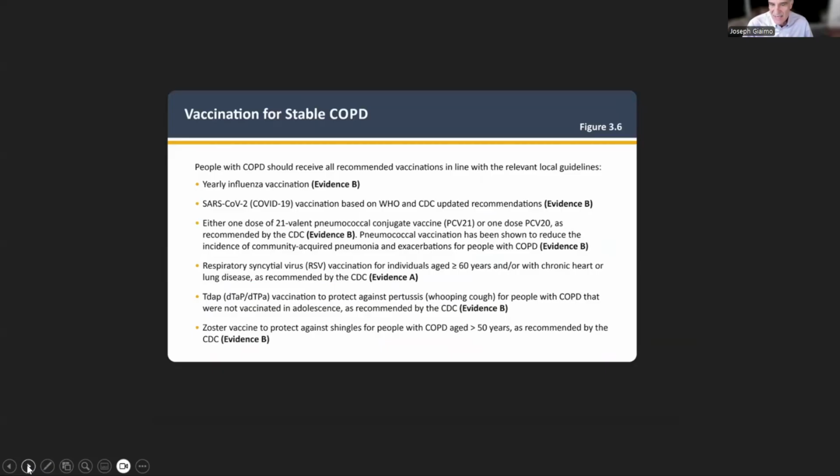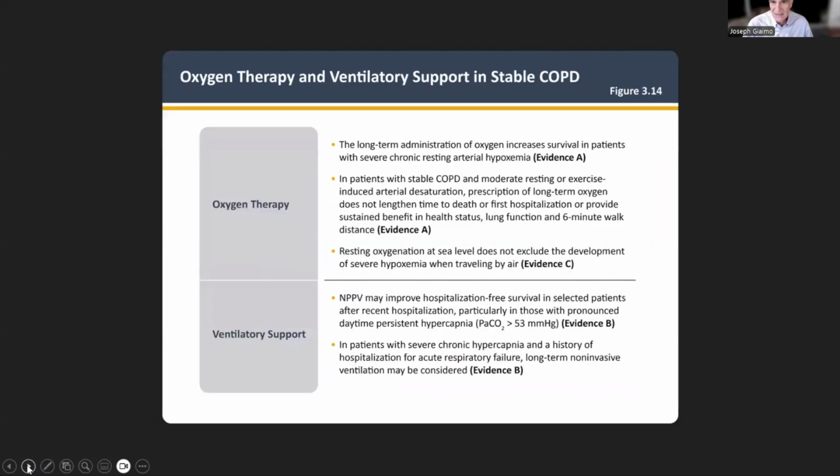I'm going to get to the end of this. Talk about vaccinations for patients. Next slide. And then we talk about oxygen therapy. Generally, oxygen therapy is one of the few things that we do that really helps improve patients' long-term survivability. There was a study called the NOTT study, done a number of years ago. If people need oxygen and they're using it for over 15 hours a day, their long-term survivability is better and it improves quality of life. Next slide, please.